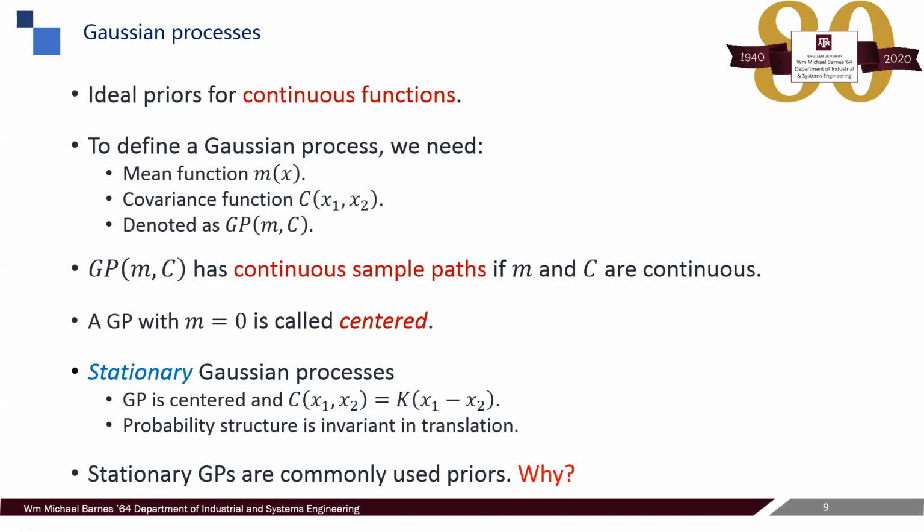So what does it mean? It means that if you add, for example, 1 to x1 and x2, this 1 will cancel out once you take the difference between the two of them. That means the probability structure is invariant to translation of the space. So that's the idea of stationary. Now the question is why we commonly use stationary processes for the priors.